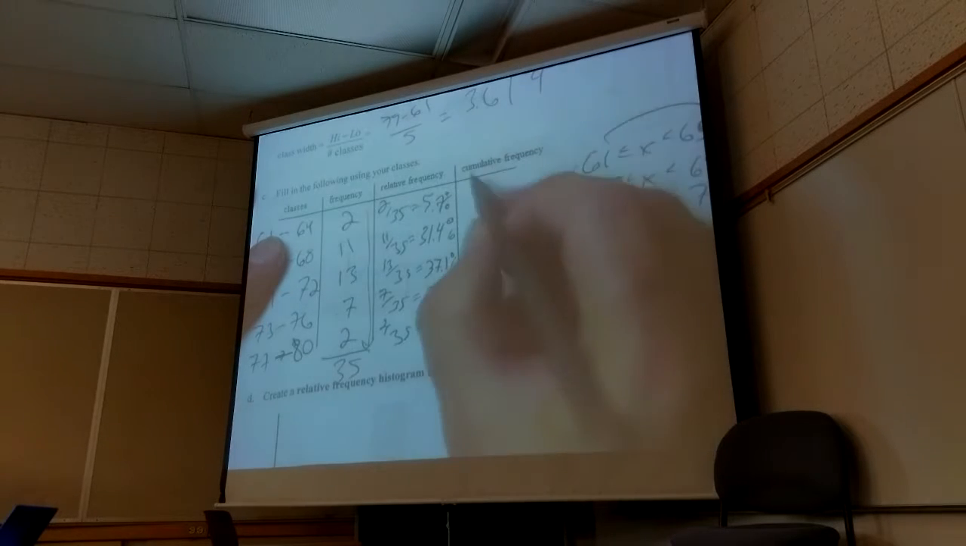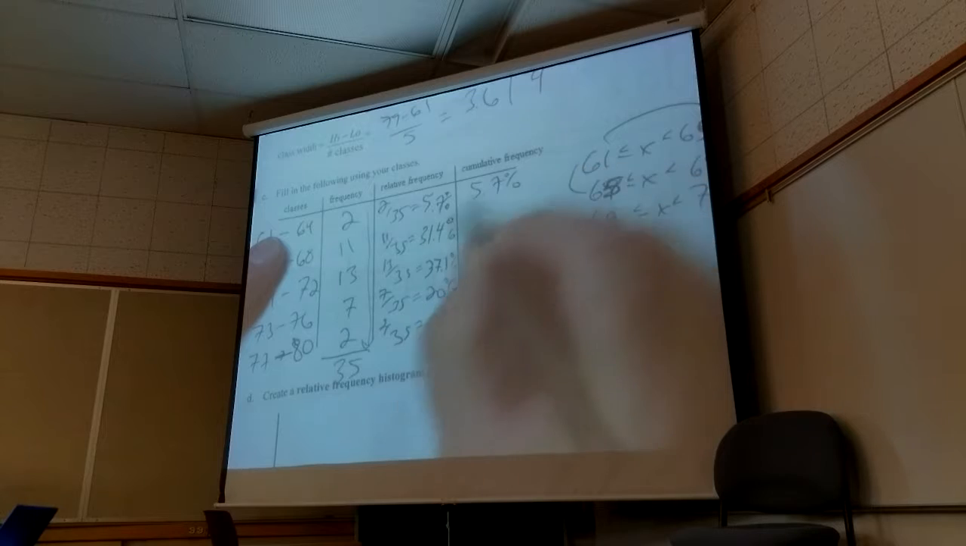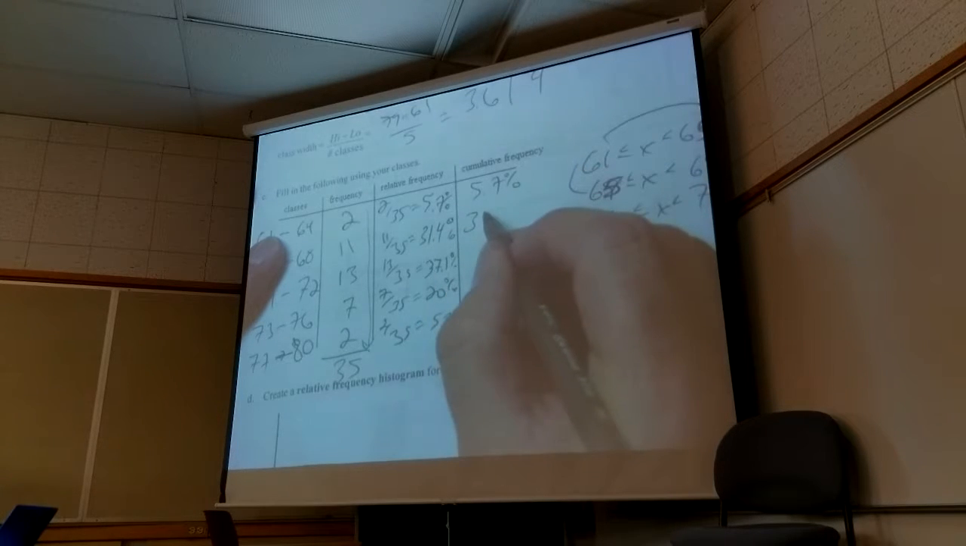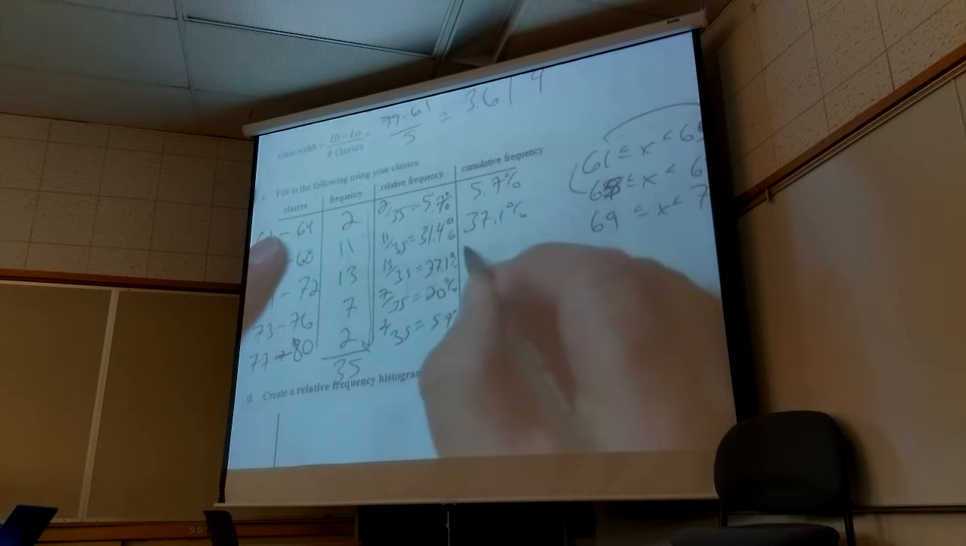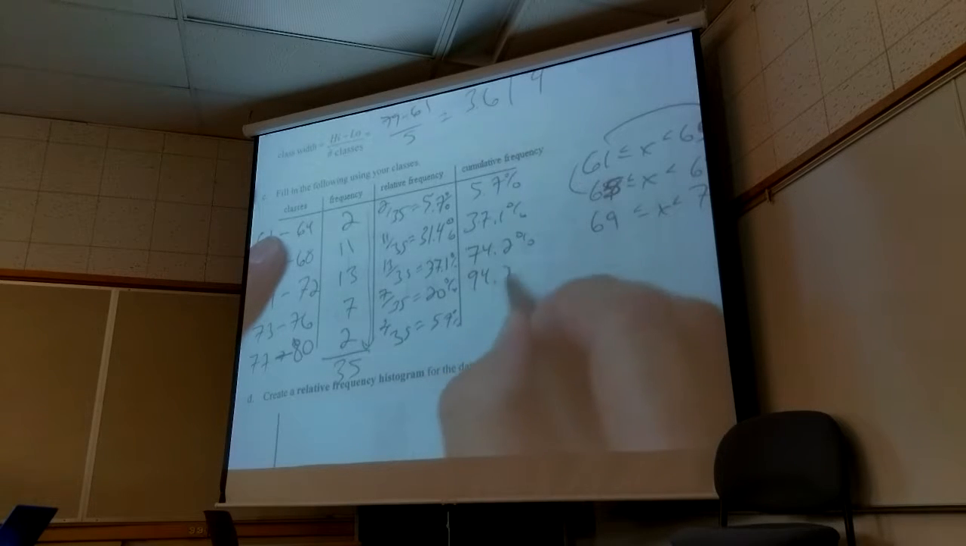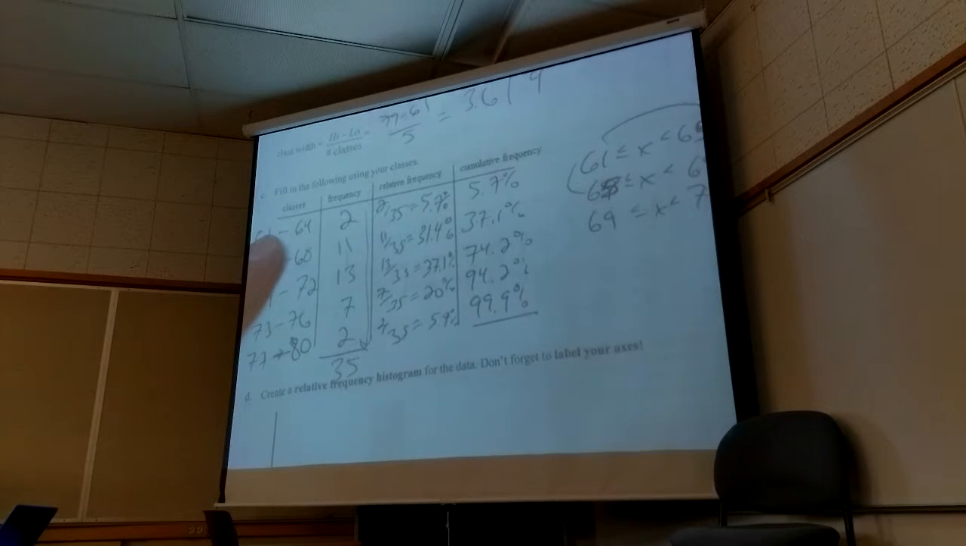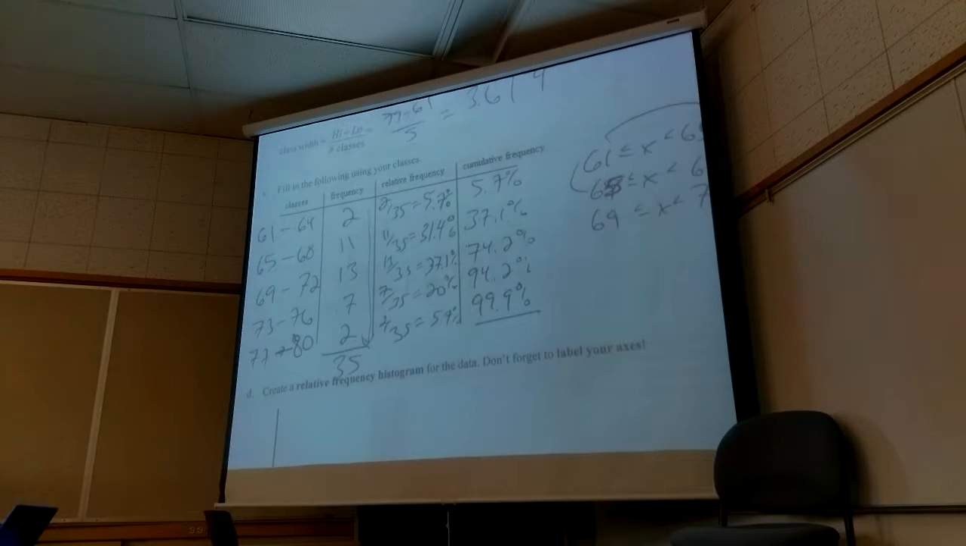All right, so cumulative frequency so far 5.7. Then I add 31.4 and I get 37.1. Then I add those and I get, what do you get, Jeff? 74.2? Yes. Then I add this and I get 94.2, and then I add this and I get 99.9. Are we all cool with that? It should be what? 100. Why is it not? We round. Humans like to do that.